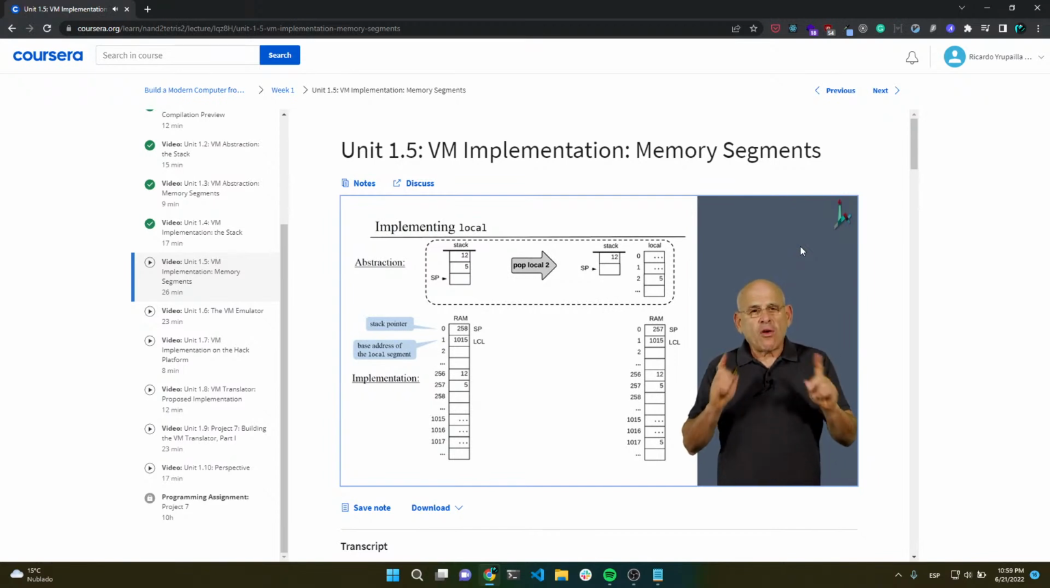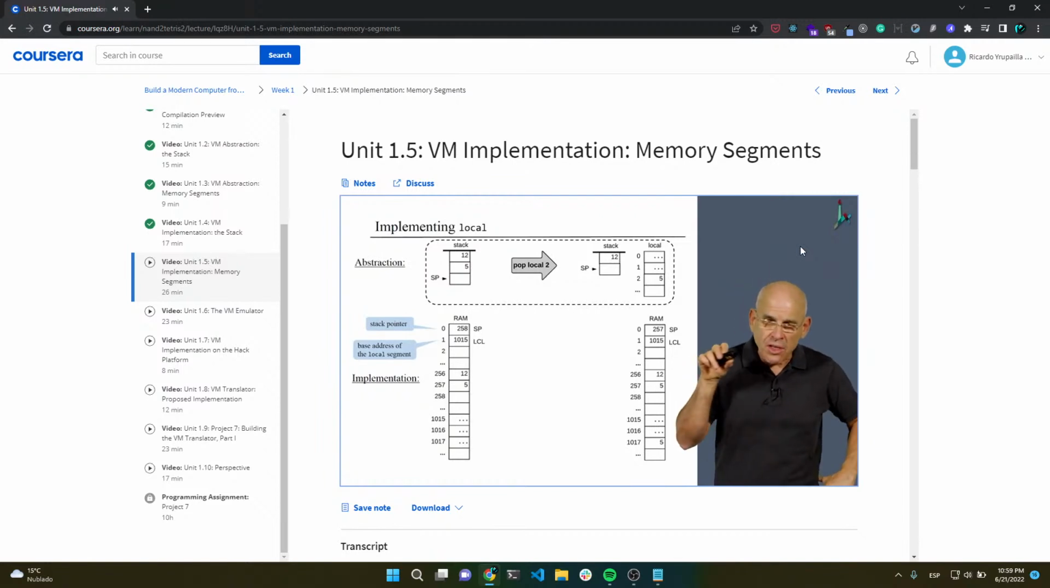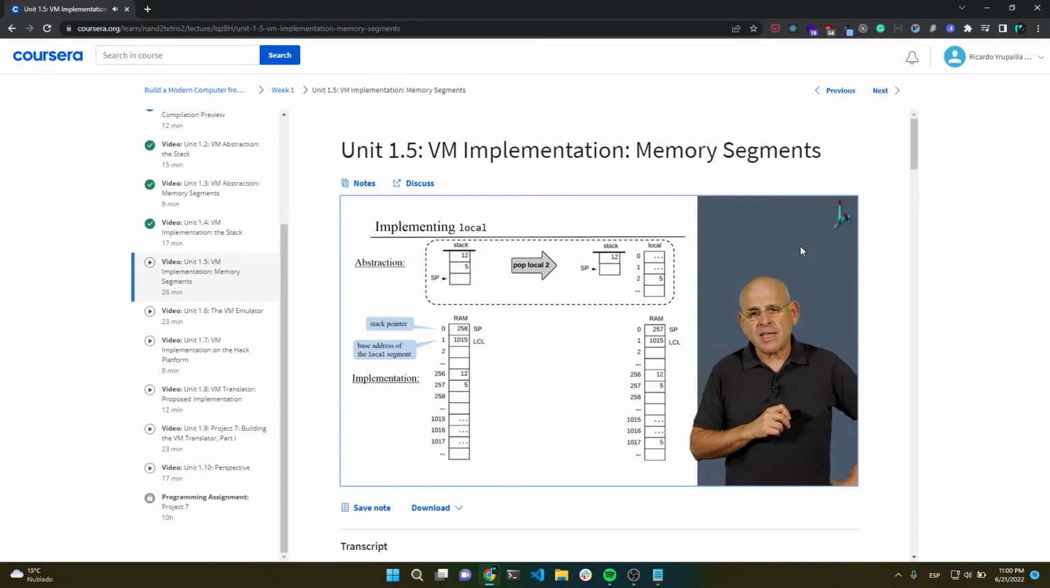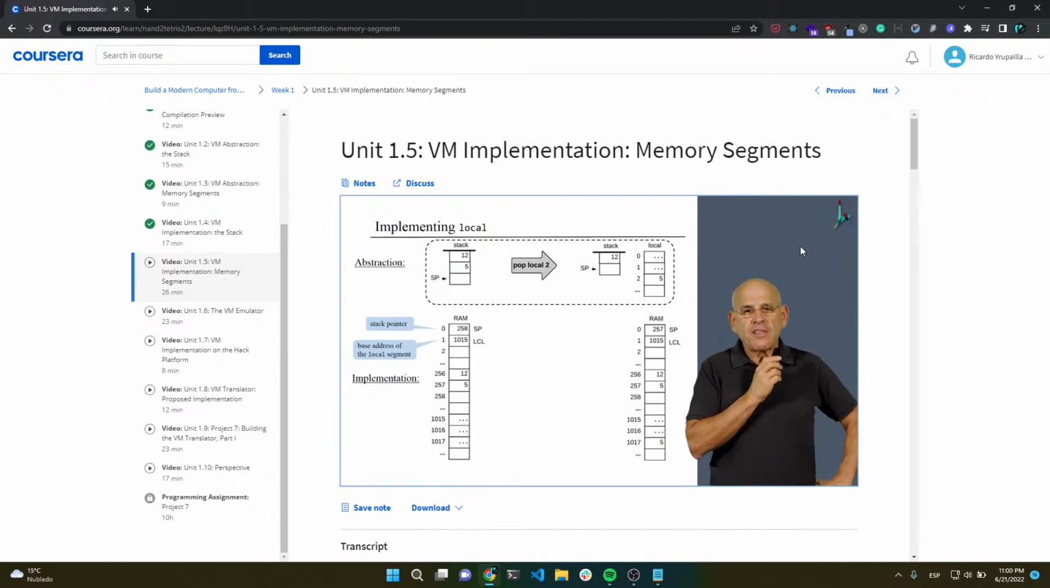Now, how do I know that local 2 is 1017? Well, that's simple. I take the base address, which is 1015. I know this information, right? It's always stored in LCL. And I add the offset, or the index 2, to it. And by adding up these two values, I get the value of the target address on which I have to store the popped value. Okay, so that's how I can generalize this translation process. I can take the base address and add the offset to it. Another thing which is interesting to note here is that look at address 257, right?